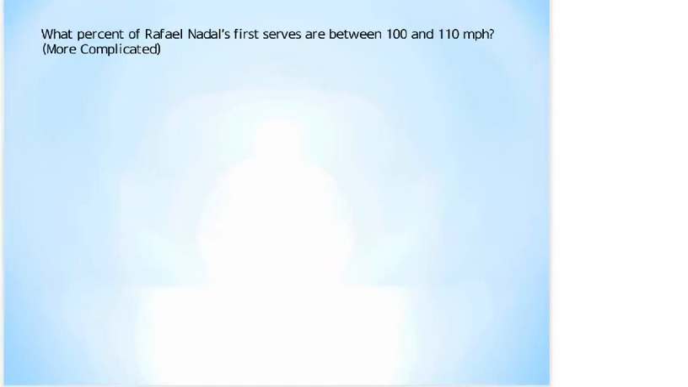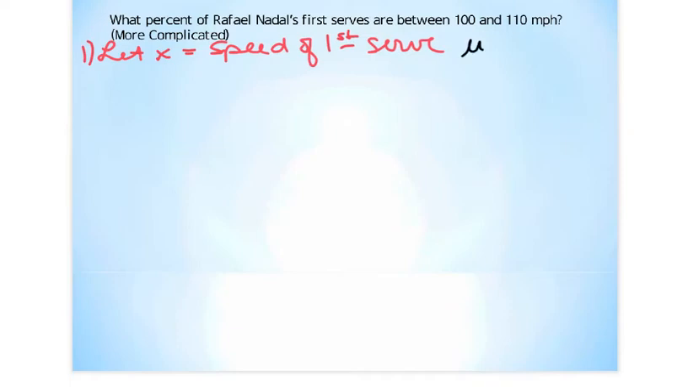All right, so a little bit more difficult problem. What percent of Rafael Nadal's first serves are between 100 and 110 miles per hour? So remember, we're going to first let x equal the speed of first serve. Let's change colors to black. And we know that this distribution has a mean of 115 and a standard deviation of 6. I want the proportion of 100 being less than x being less than 110. That's where I'm looking. So now step 2, I'm going to plan it out.